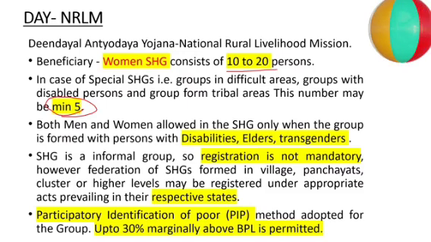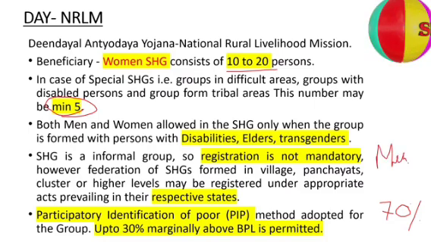What about the participatory identification of poor method adopted for the group? Up to 30% is the maximum, and that too marginally above the BPL line is permitted. A minimum of 70% below the poverty line should be in the SHG. So minimum 70%, and maximum 30% can be there, that too marginally above.